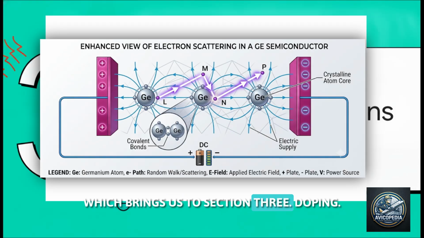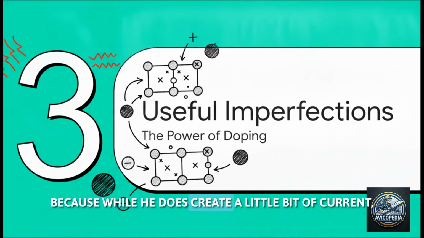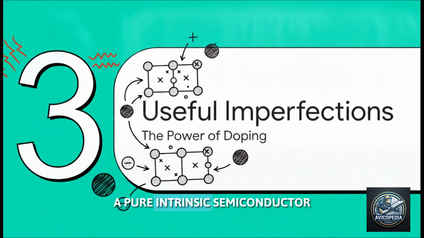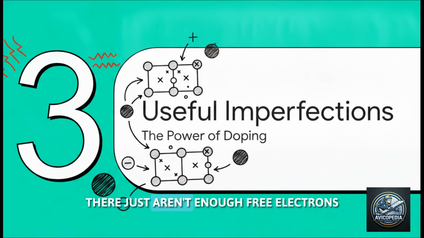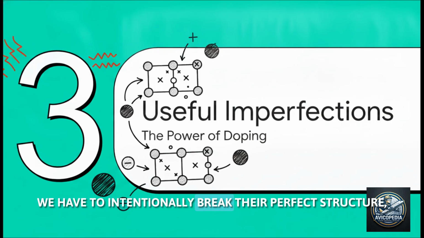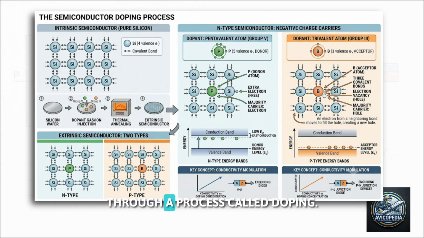Which brings us to Section 3, doping, useful imperfections. Because while heat does create a little bit of current, a pure intrinsic semiconductor is still, frankly, pretty useless for electronics. There just aren't enough free electrons or holes. To make them useful, we have to intentionally break their perfect structure. And this brilliantly illustrates how we do it, through a process called doping. We're basically adding incredibly small amounts of impurities, and we do this in 2 distinct ways.